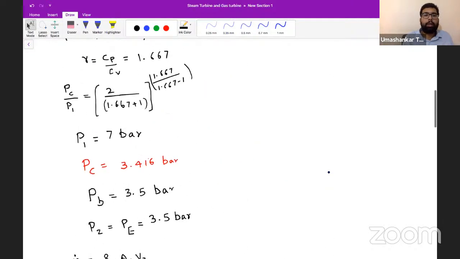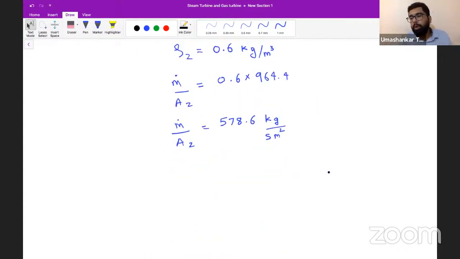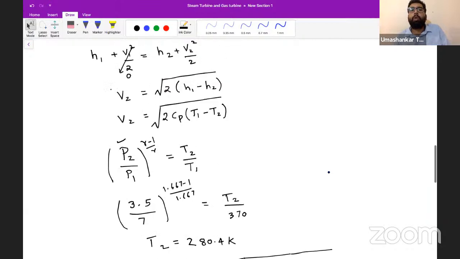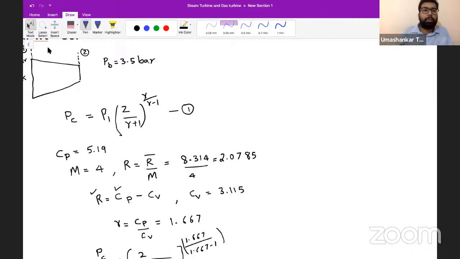Is this crystal clear or not? From this, I wanted to teach you two things. Firstly, when to use the exit pressure as the critical pressure and when to use the exit pressure as the back pressure. Here we have used the exit pressure as back pressure because back pressure was greater than the critical pressure. Then I solved this question by basic thermodynamic concepts. The only new formula I have used here is this one.